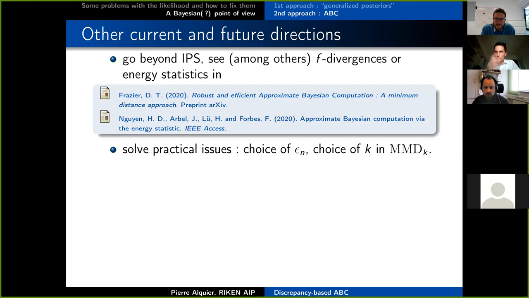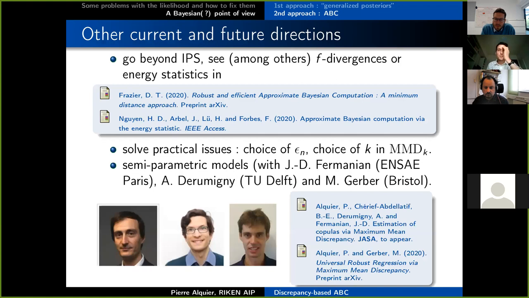Also, I want to advertise some other works we're doing currently on MMD. We have other papers with Jean-David Fermanian and Alexis Derumigny on applying the frequentist version to copula estimation, which is going to appear soon in JASA. And with Mathieu, we are currently working on the revision of a paper for regression. It appears that all this theory is quite simple for parametric models, but for semi-parametric models, for example in regression, you want to specify the distribution of y given x, but not the distribution of x. Then suddenly it's not so obvious. You have to do something to avoid having to estimate the distribution of x. And in the case of regression, Mathieu will probably be able to confirm what I say, it's suddenly very painful in terms of theory. So I think that's another interesting direction. Sorry, I just wanted to do this additional advertisement.